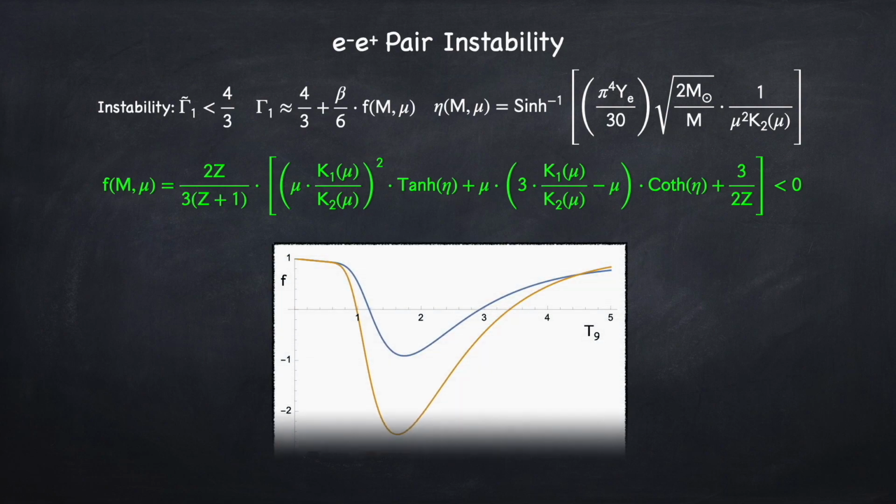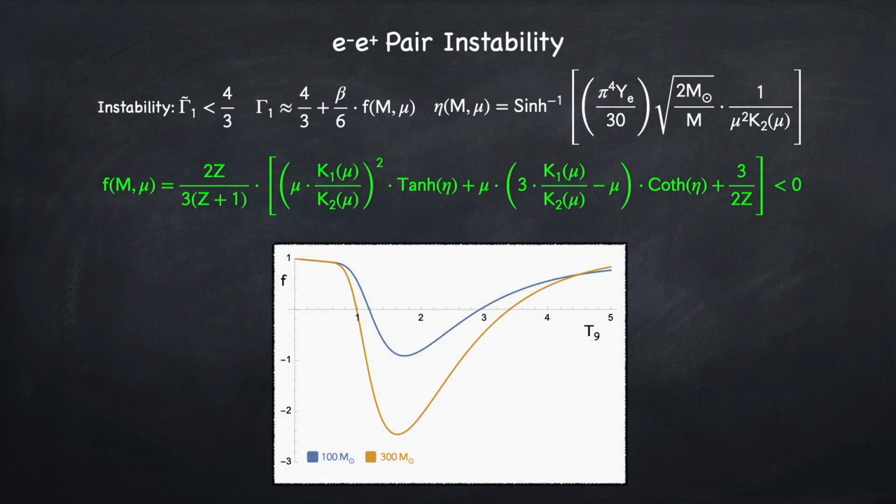I've made a plot of F as a function of temperature for a 100 solar mass star and a 300 solar mass star. And I took Z to be 1 just for this example. So F is on the vertical axis, and the horizontal axis is the temperature in units of 10 to the 9 Kelvin. So that's what T9 means.